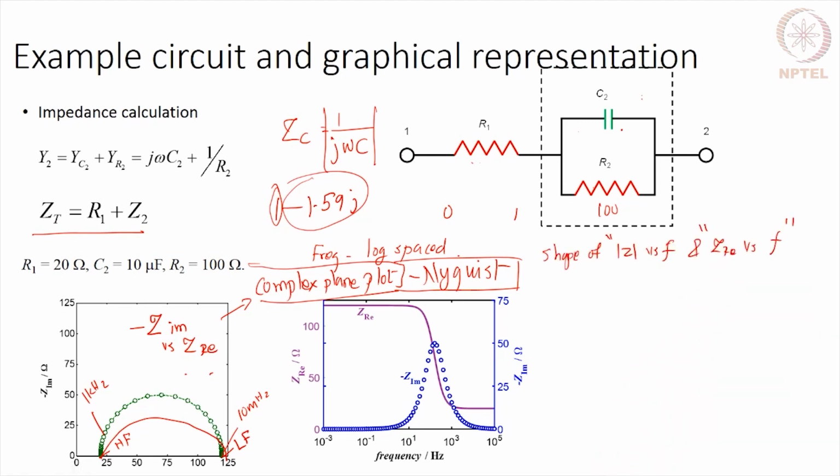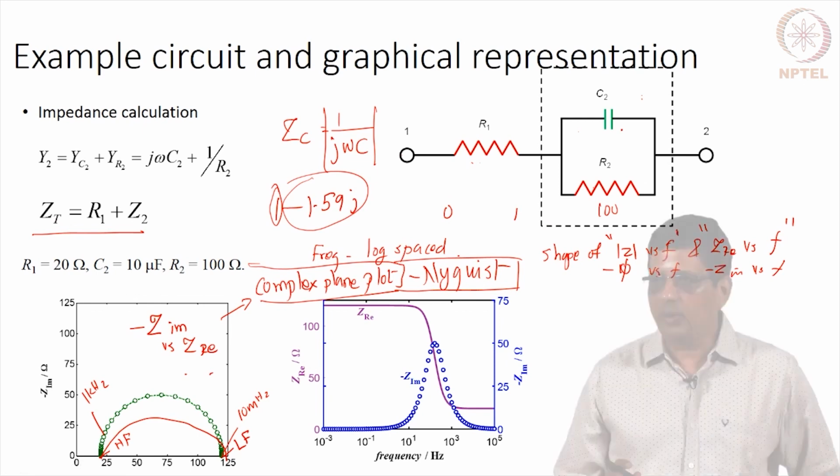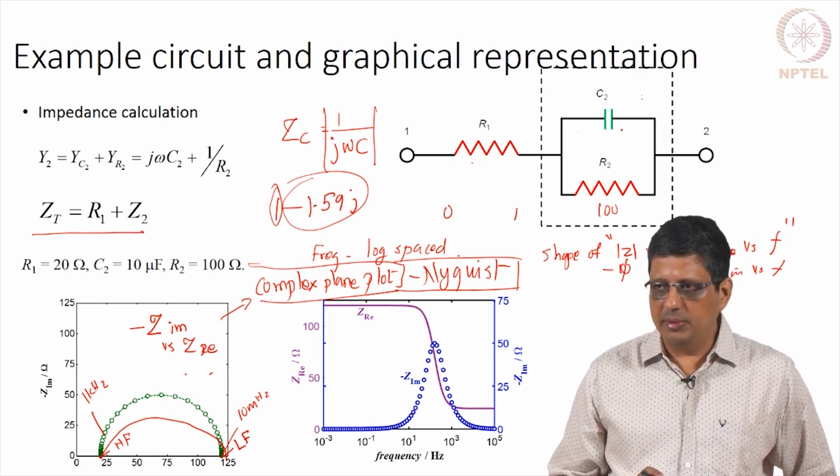If you look at mod z versus frequency or z real versus frequency, they appear to be the same here, at least pattern wise they look to be similar. Likewise, if I look at minus phase versus frequency or minus z imaginary versus frequency, they appear to be somewhat similar. Starts at 0 at the low frequency, ends at 0 and shows a peak. But if we have a more complex system, they will not necessarily look the same. This particular example, it appears to be the same.